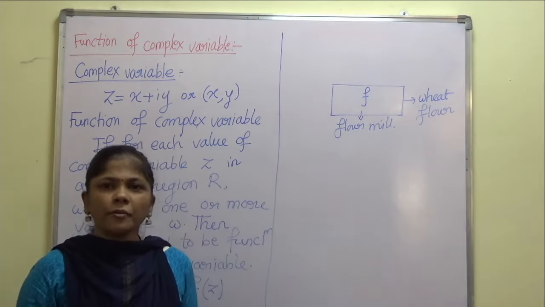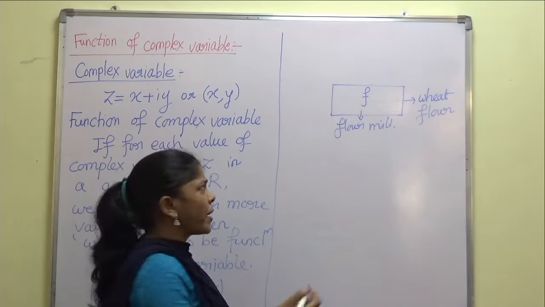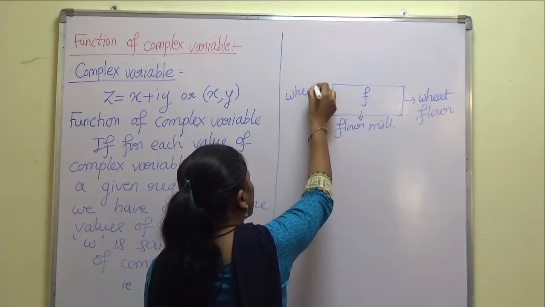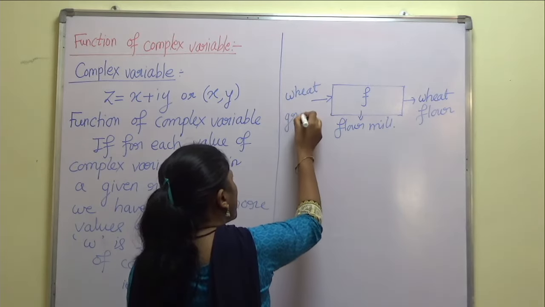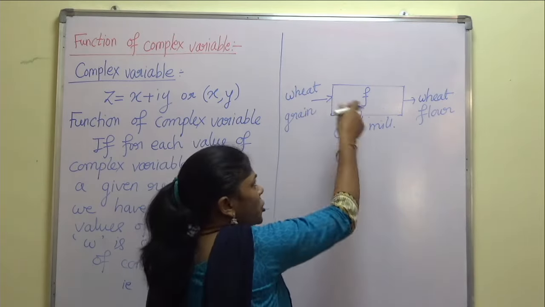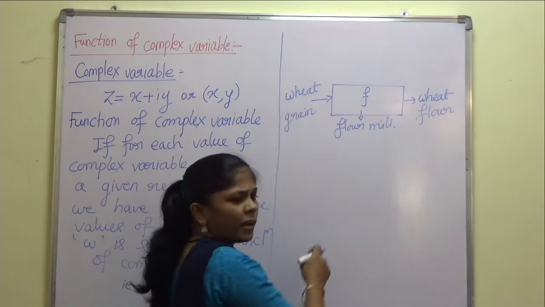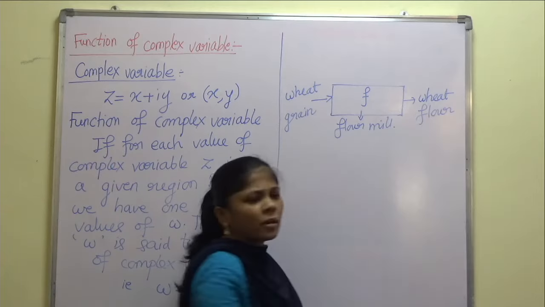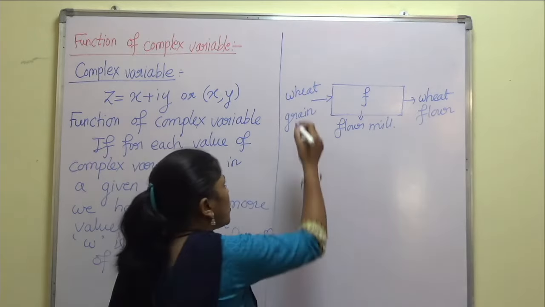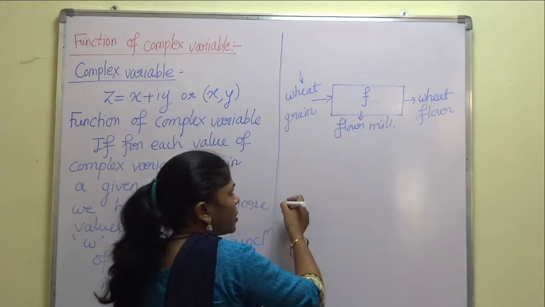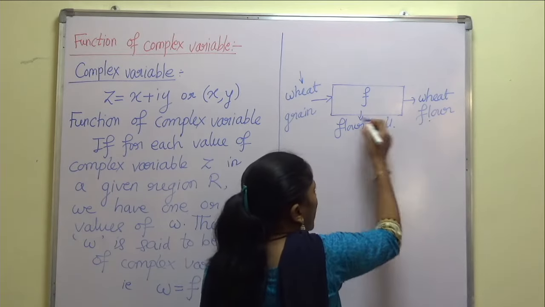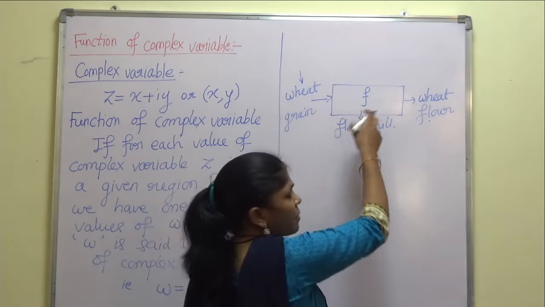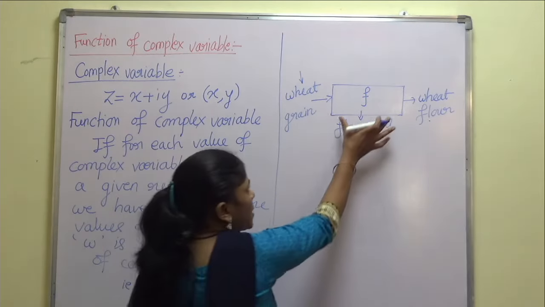Now, for getting wheat flour, what is required? We need to insert wheat grains into the machine. The machine is nothing but a flour mill. So processing is done, and after processing, what do we get? We get wheat flour, right? So what is input? This is the input, and this is the output. And this is being processed through a certain rule, which is acting like a machine, right? So this is nothing but a function.